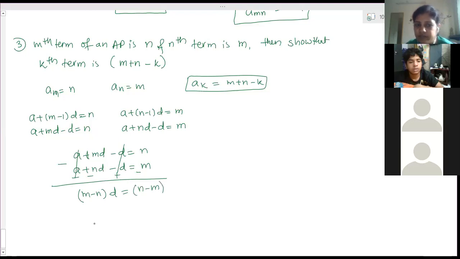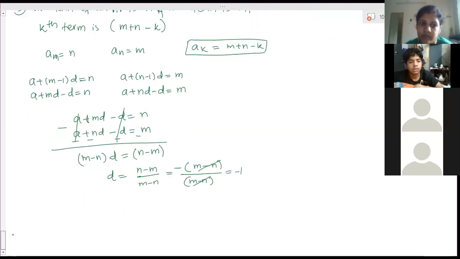After this, d is equal to n minus m by m minus n. How to simplify this? Take minus out. So this will become m minus n by m minus n. So d is minus 1. The value of d is minus 1.